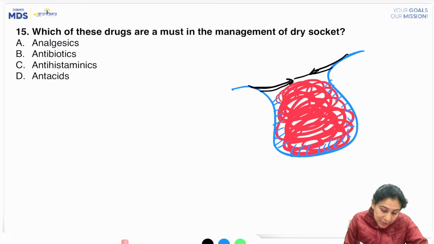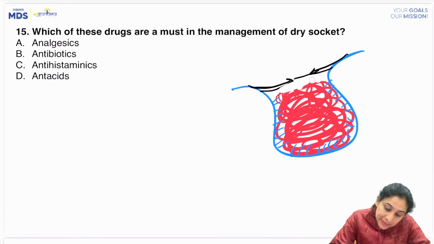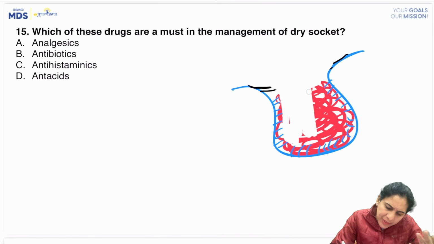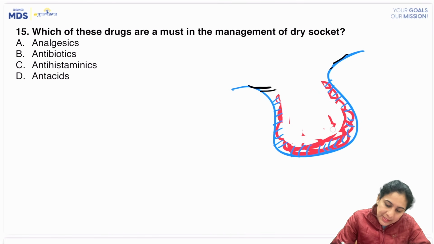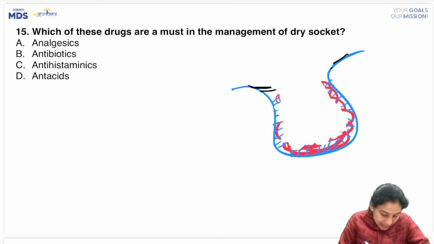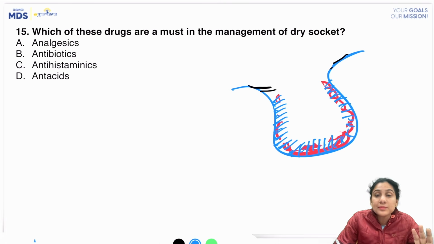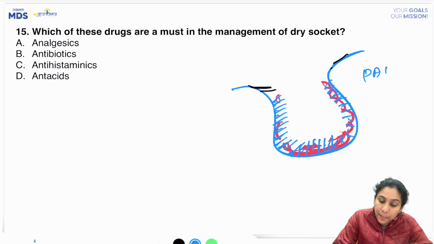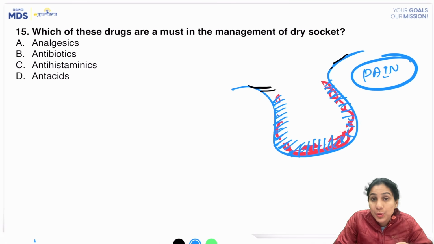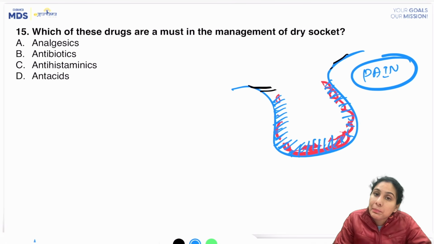Now when there is a dry socket, what happens is this clot is gone. This blood clot is lost. For whatever reason, the Burns hypothesis says that there is some fibrinolytic activity due to bacteria, and this blood clot is lost. Now these nerve endings of the bone are not covered. So what is the symptom to the patient? Only one symptom, pain. Only one management, pain control.